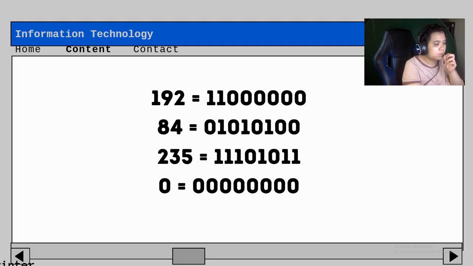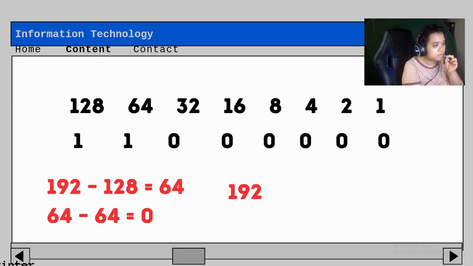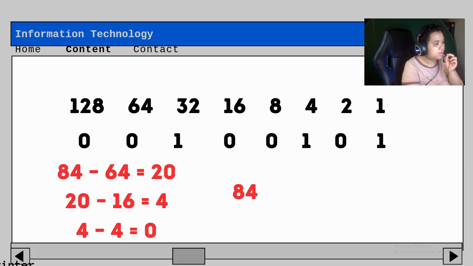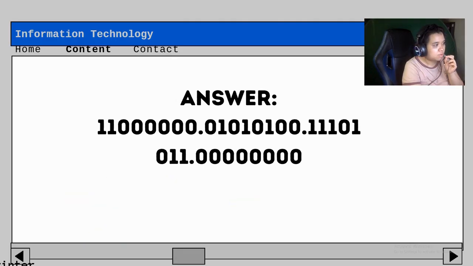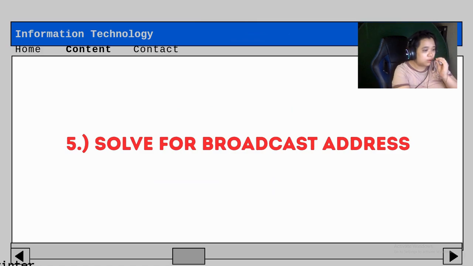So for number 5, we're going to convert each decimal octet of the IP address into its 8-bit binary equivalent. So 192 becomes 11000000, 84 is 01010100, and then 235 becomes 11101011, and 0 becomes 8 zeros in total. And then this is how we solve it. We get the first octet and solve it like this until we get 0. And then we do the same with 84. Then we do the same with 235 and 0. So the answer is 11000000.01010100.11101011.00000000.